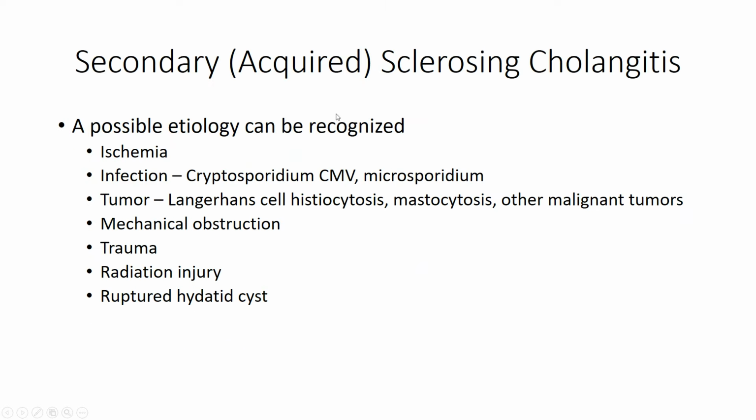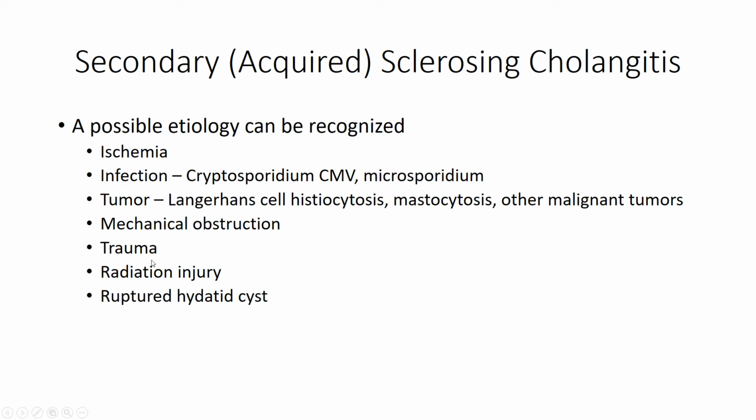How about secondary sclerosing cholangitis? A possible etiology is recognized: ischemia, infection. These infectious agents are mostly Cryptosporidium, CMV, Microsporidium. Some tumors can give rise to a secondary sclerosing cholangitis: Langerhans cell histiocytosis, systemic mastocytosis, and other malignant tumors. Mechanical obstruction, the most common of which is cholelithiasis. So the gallbladder will harbor all these choleliths, but with pumping, some of these smaller stones in particular can go up the biliary tree and can obstruct the common hepatic duct or one of the 2 main hepatic ducts. Trauma, radiation injury, and ruptured hydatid cysts.